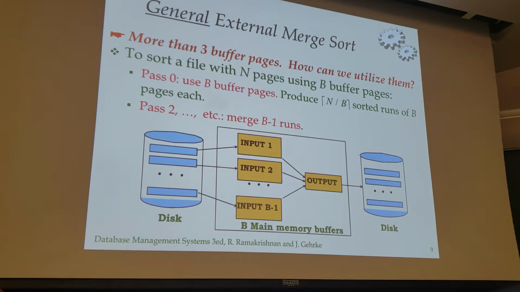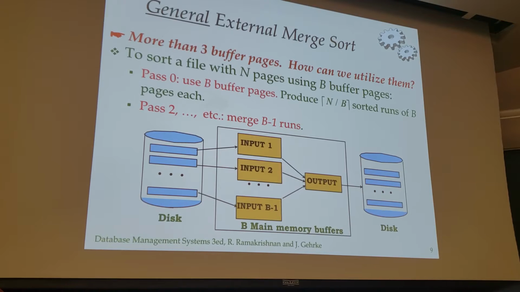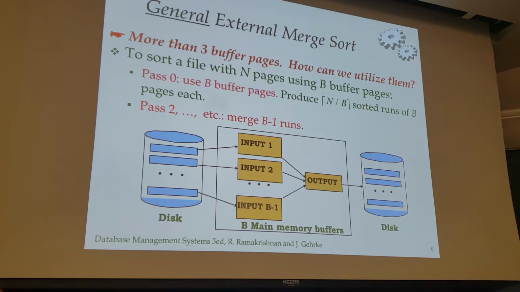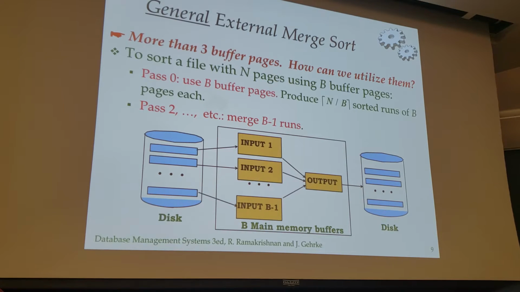And now, what is pass 1 going to do? Well, it has to sacrifice 1 page for the output. So what we're going to do is read in B minus 1 inputs from the previous pass. So phase 0 produced n divided by B runs of B pages each. We will read in a page at a time, B minus 1 of those.